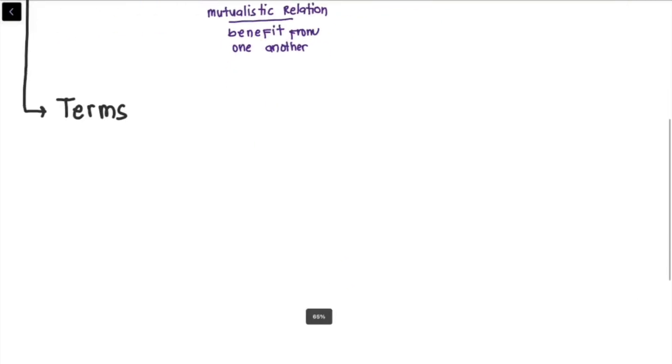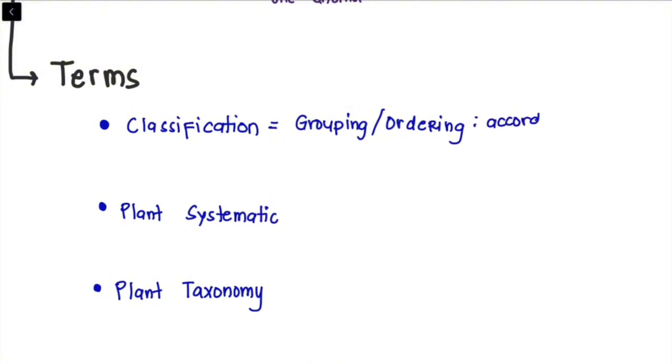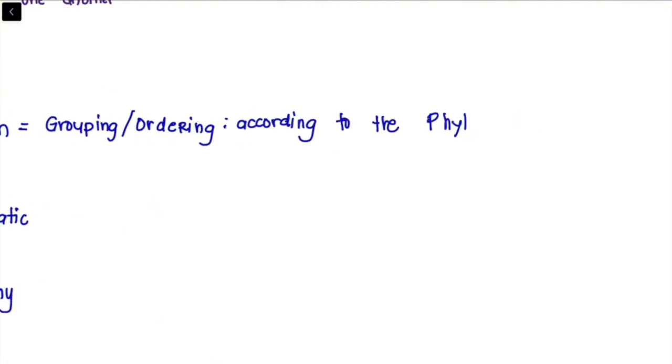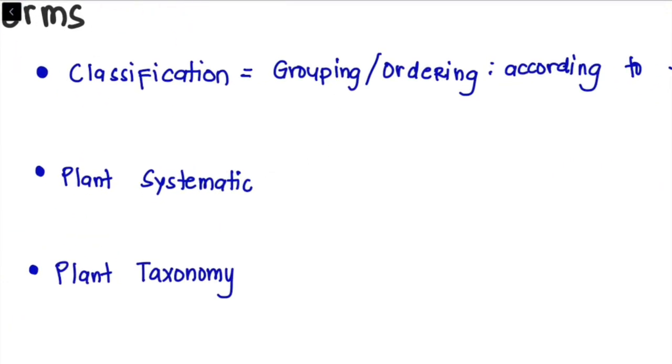But before, let us proceed first with different terminologies. So we have here classification. We also have plant systematic and then plant taxonomy. So under classification, we classify plants by grouping or ordering them according to the phylogenetic relationship. So when you say phylogenetic relationship, ito po yung evolutionary connections between species or plants. So ito yung kanilang evolutionary lineage.